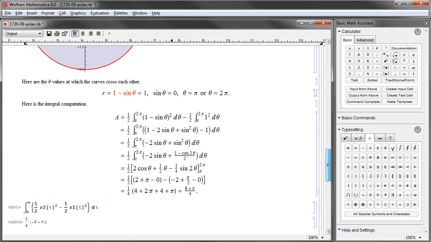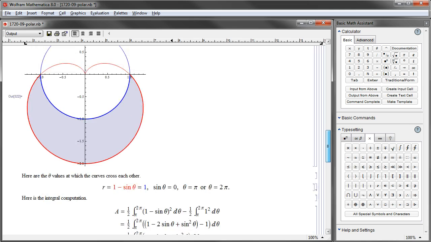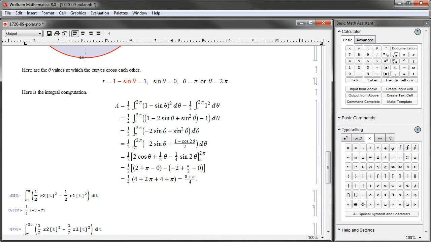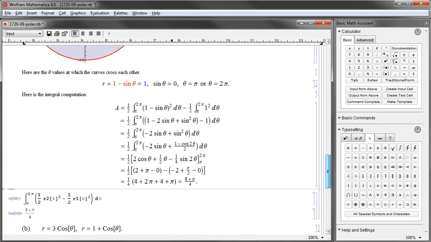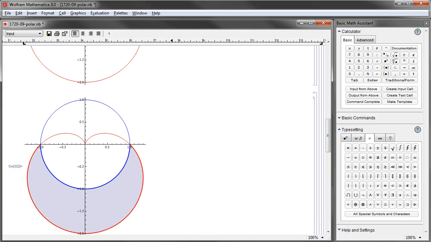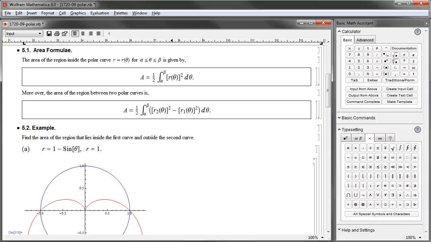The reason is because from 0 to pi, the blue curve is the outer curve. So if you want to find the region between the blue and red curve in the upper half plane, first and second quadrant, then you'll have to switch R1 and R2. If we do not switch, then you get a negative value. In any case, an easy formula to work with over here, but it can be tricky over there.